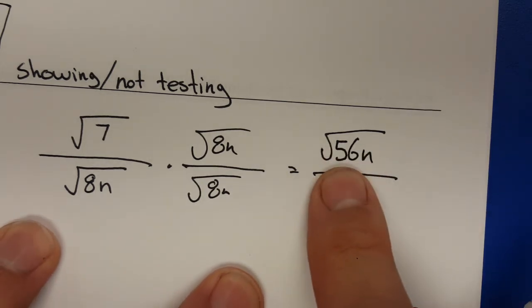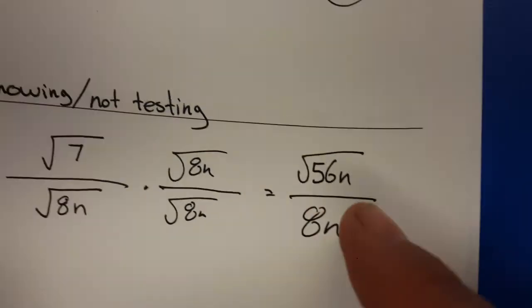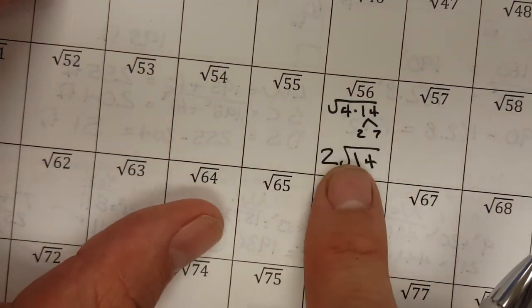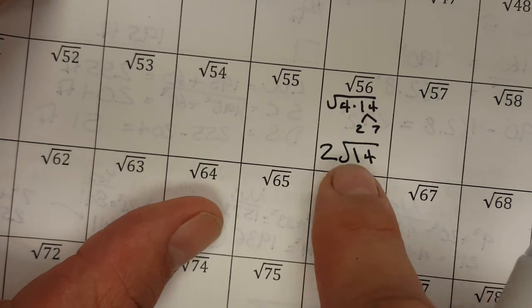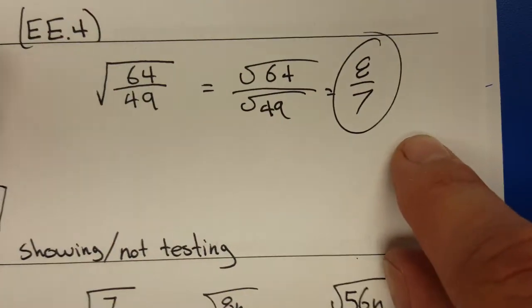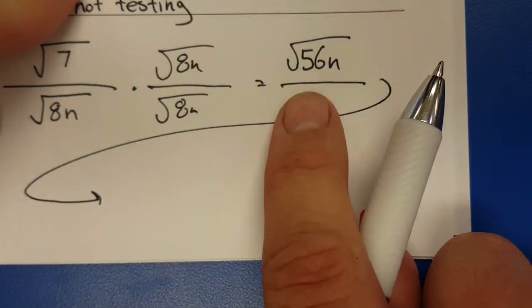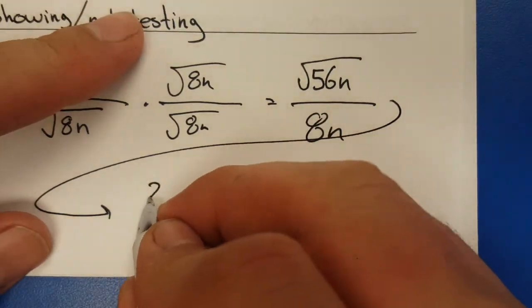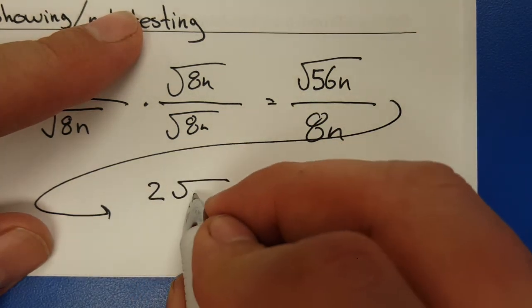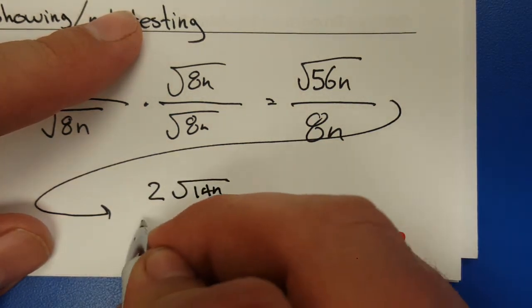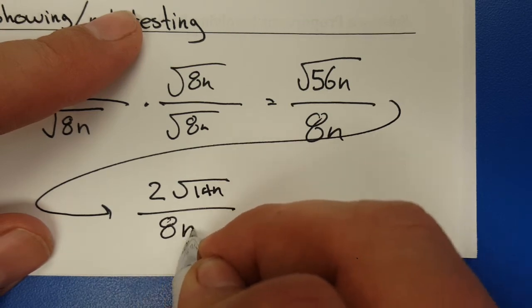Uh-oh. I think I can rewrite that. Yes, I can. I think I did it on the previous page. Hey, lucky me. Good job. So the square root of 56 is actually 2 square roots of 14. So you need to rewrite it if you can. Right? So I'm just simplifying the top. So if I come back around down here, the square root of 56n is actually going to be 2 square roots of 14n over 8n.